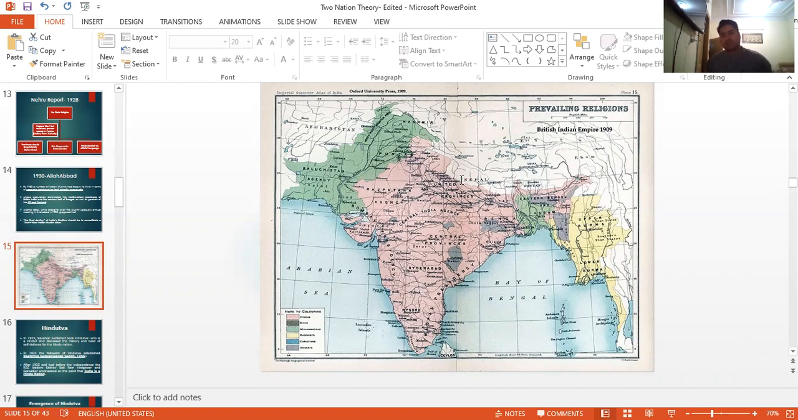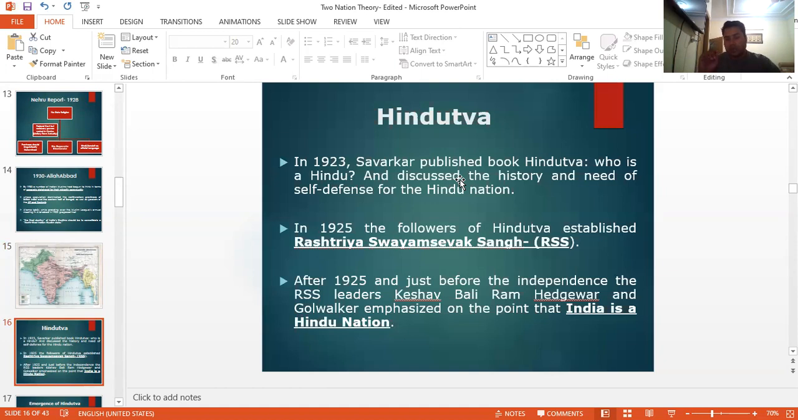Another major factor which people ignore, which seriously pushed the Muslims of the subcontinent to think for their own homeland and think for the Muslim identity, was Hindutva. Hindutva ideology was actually there for centuries.